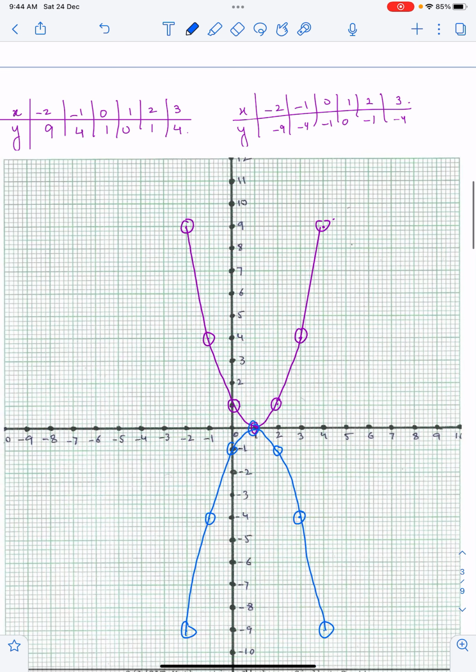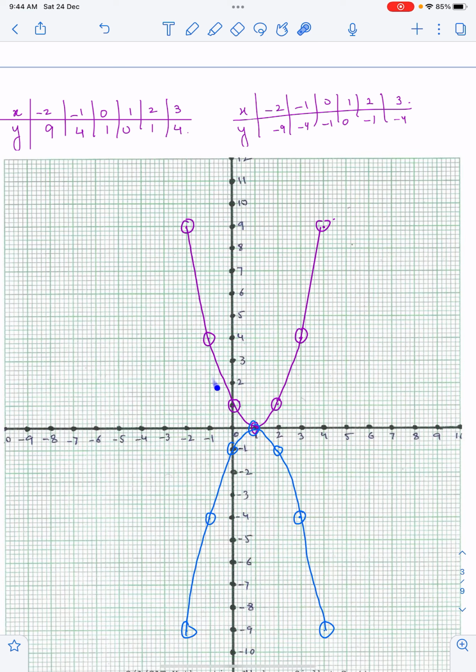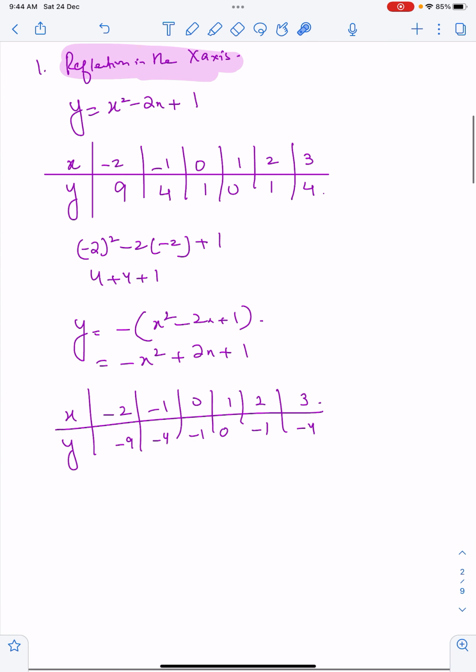you can observe that the blue graph is actually the reflection of the purple graph in the x-axis. That means if you multiply the equation of any graph by a negative sign and change the signs of every single term, the resulting graph is the reflection of the previous graph in the x-axis.